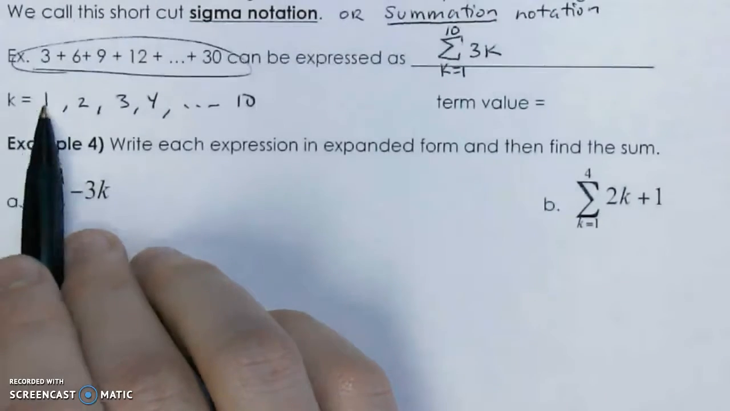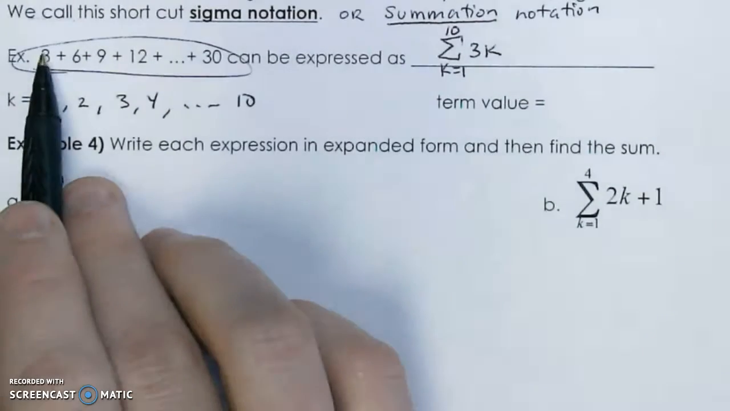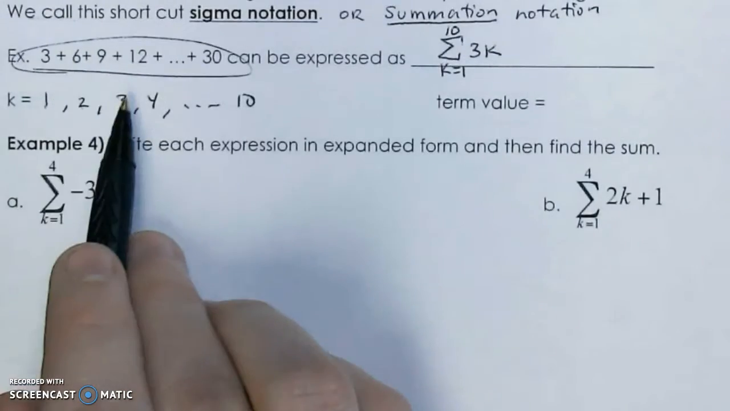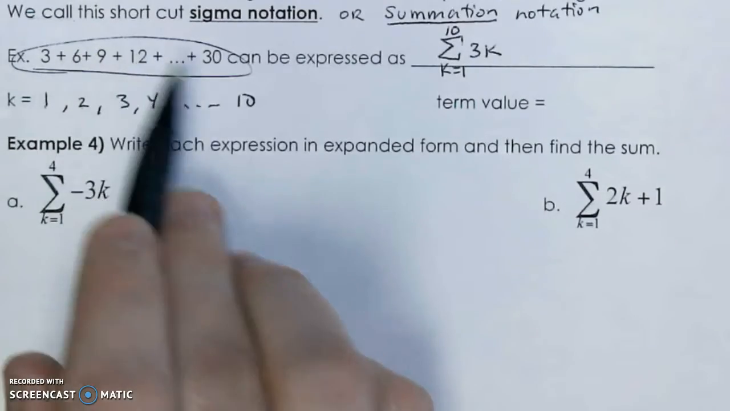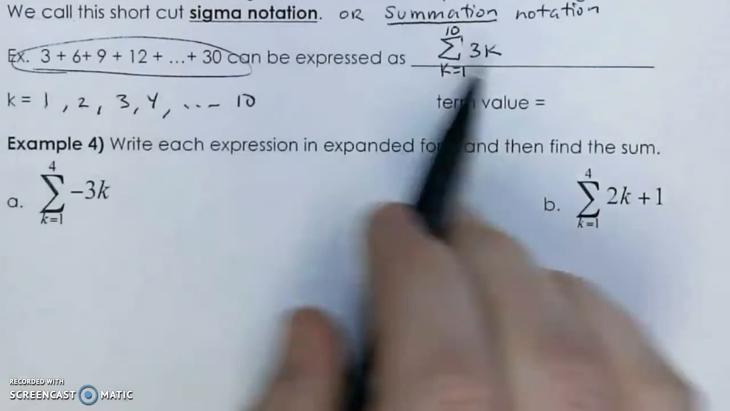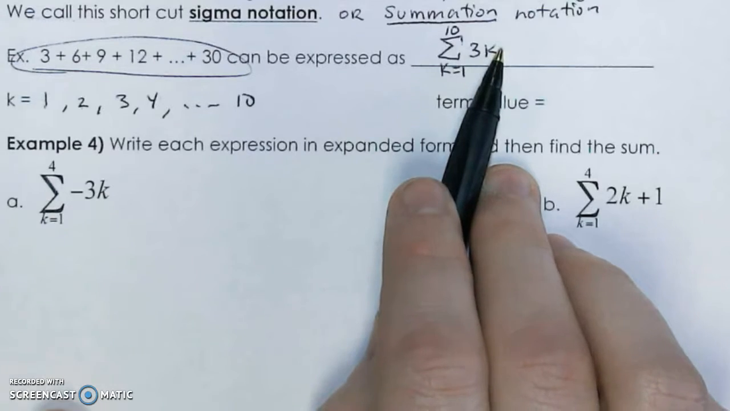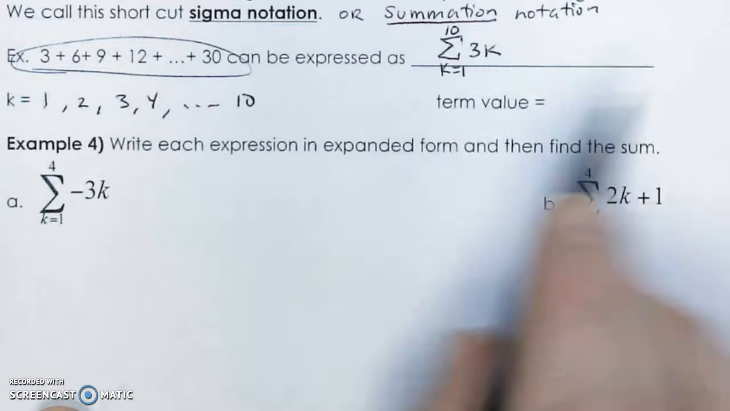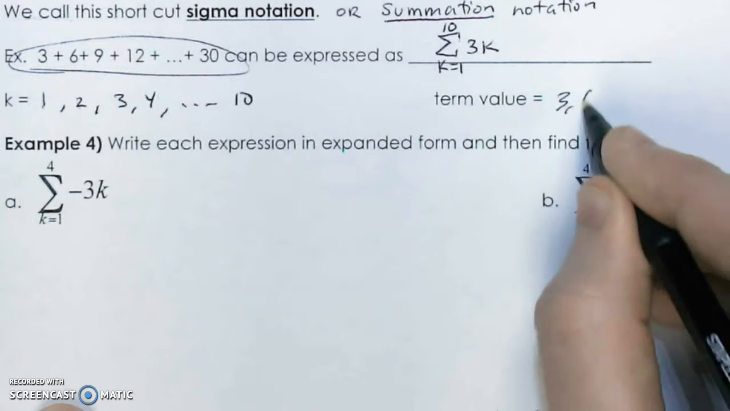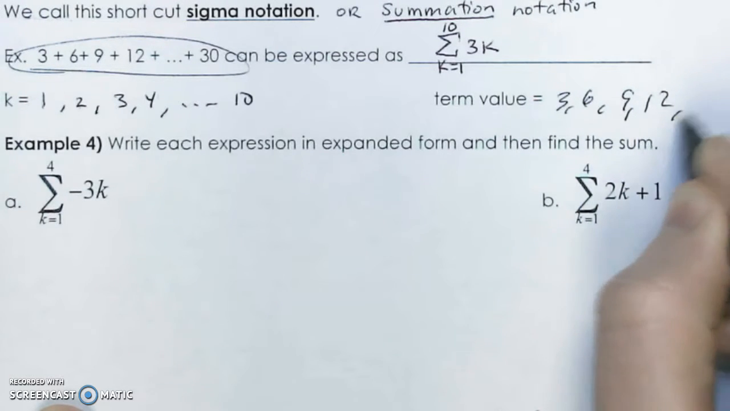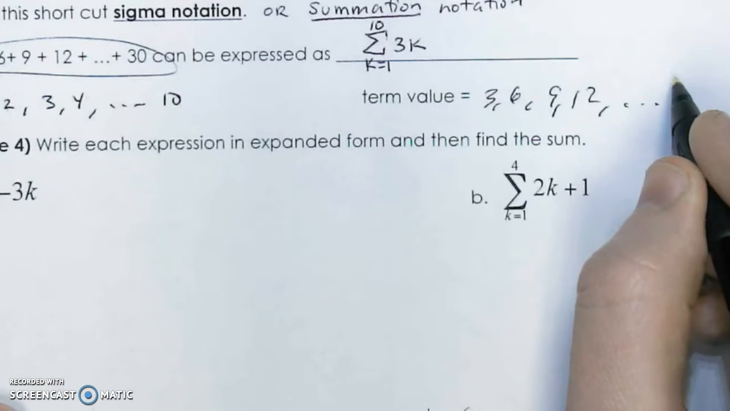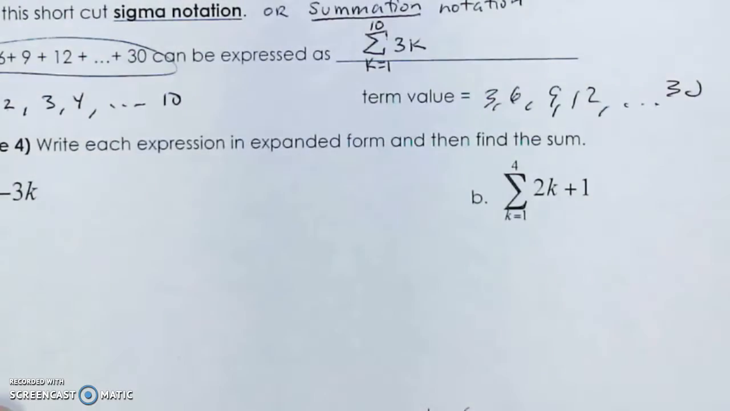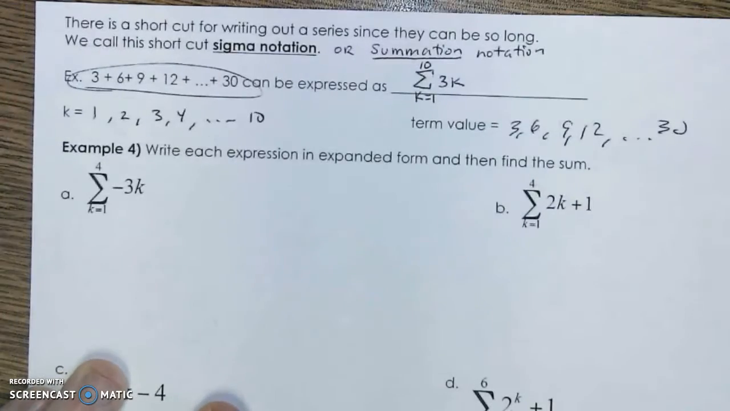And we see the k is being multiplied. 1 times 3 is 3, 2 times 3 is 6, 3 times 3 is 9, 4 times 3 is 12, 10 times 3 is 30. So that's why we have 3k. The term value is the number you actually get. So that would be the 3, the 6, the 9, the 12, and then all the way to the 30. So that is sigma notation.